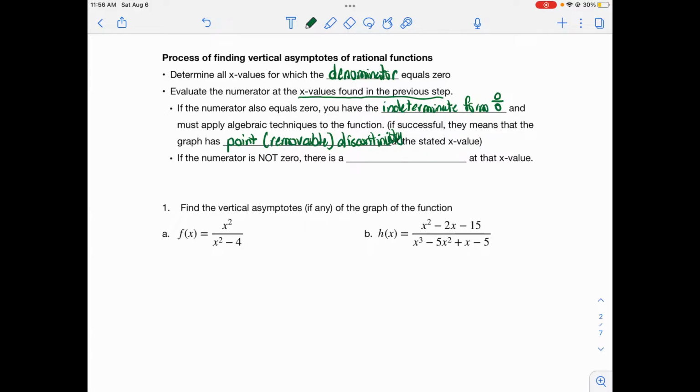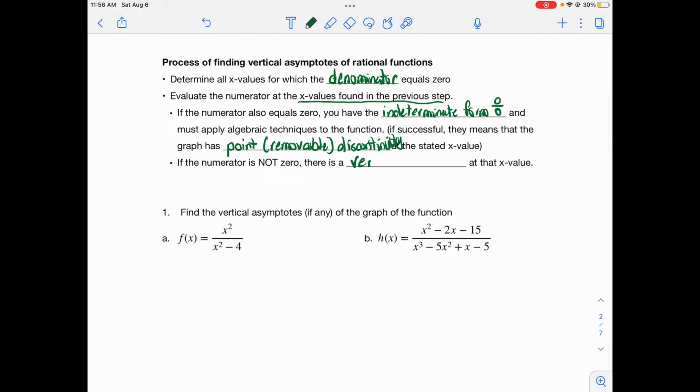If the numerator is not 0, okay, then you have a vertical asymptote in your graph.